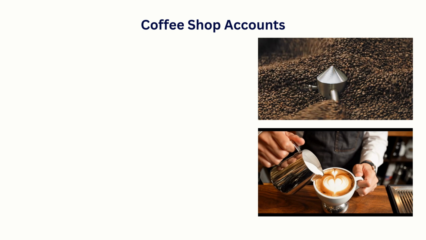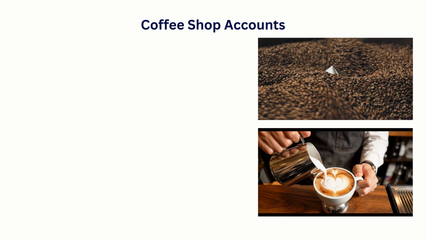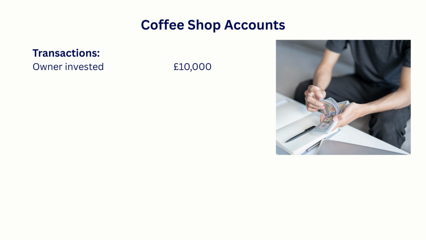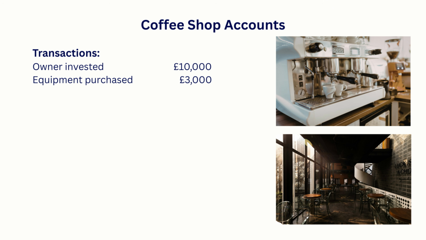Let's assume we are preparing accounts for a small coffee shop for 1 month. The owner invested £10,000 into the business. This is the initial cash put in to start the coffee shop, for example, to fund setup and day-to-day operations. Equipment was purchased for £3,000. This could include items like a coffee machine, grinder, fridge, and basic furniture needed to run the shop.